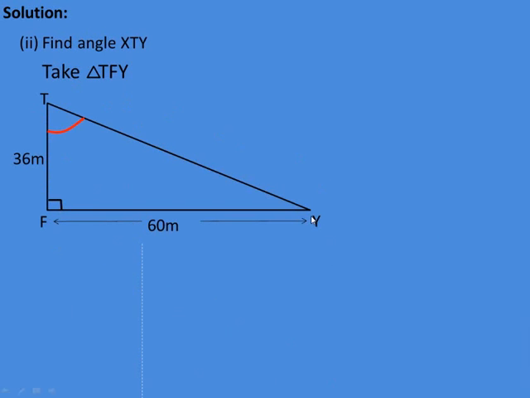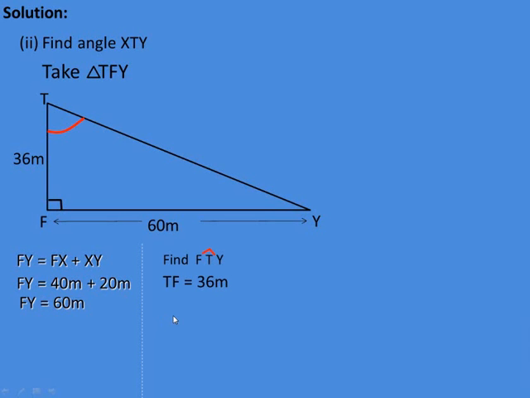FY is equal to 60 meters. Let's follow this. We understand that if we have FX plus XY, based on the previous diagram, added together, that's going to be 40 meters plus 20 meters. So FY will be equal to 60 meters. Now continuing, find angle FTY.